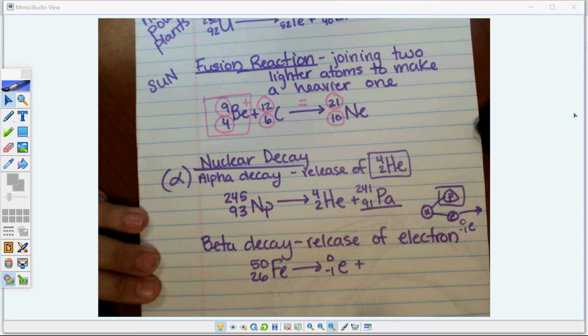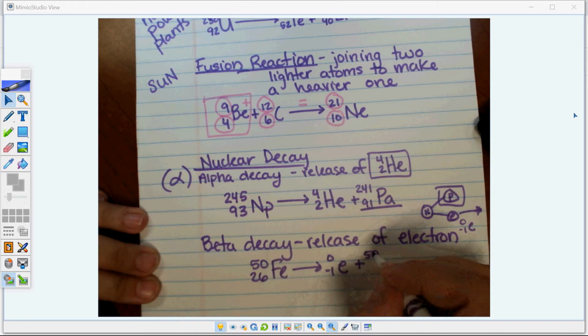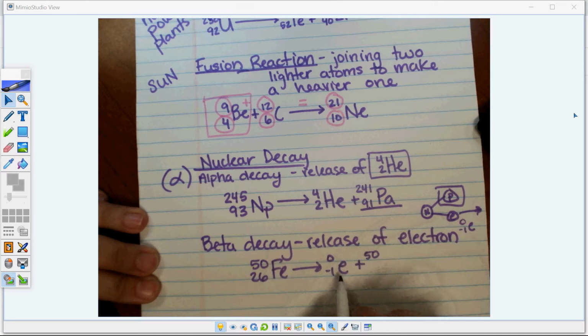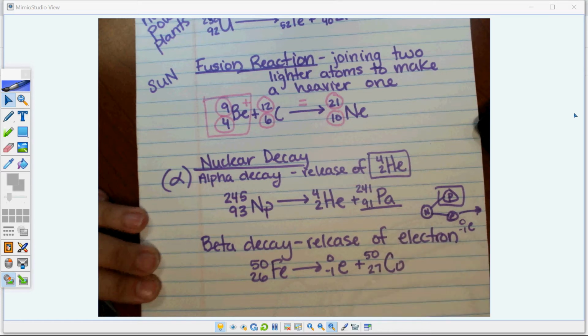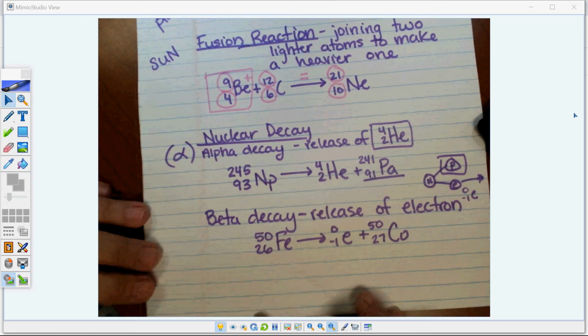And so then I just balance it the same way I would have before. 0 plus what equals 50? Well, 50, there's no change there. -1 plus what equals 26? 27. So be very careful about that. This -1 causes 27 to decrease to 26. And then again, I just check the periodic table to find element 27, and that is Co. That's how I identify beta decay.